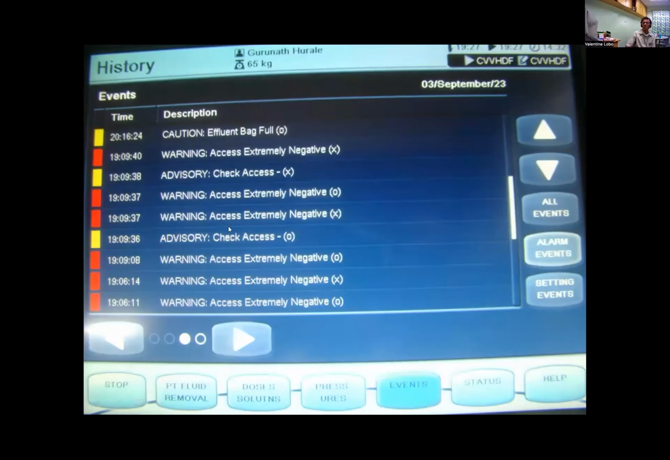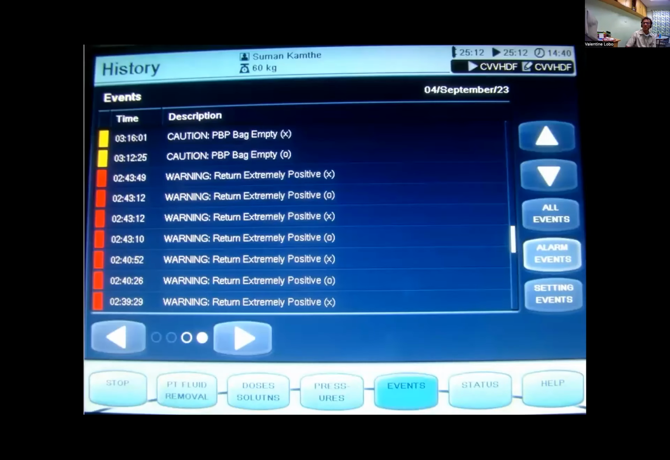But not here. Here we've got events which are coded in red. So access extremely negative. So the machine started here at 1909, that's 7:09 p.m., with an advisory to check the access. And a few seconds later, because the access pressure went too low, we got an alarm which stopped the pump. Now, frequent stoppages of the pumps will eventually lead to stagnation of blood, maybe anticoagulated, maybe not anticoagulated, and result at some point in time in an alarm with a circuit that is clotted.